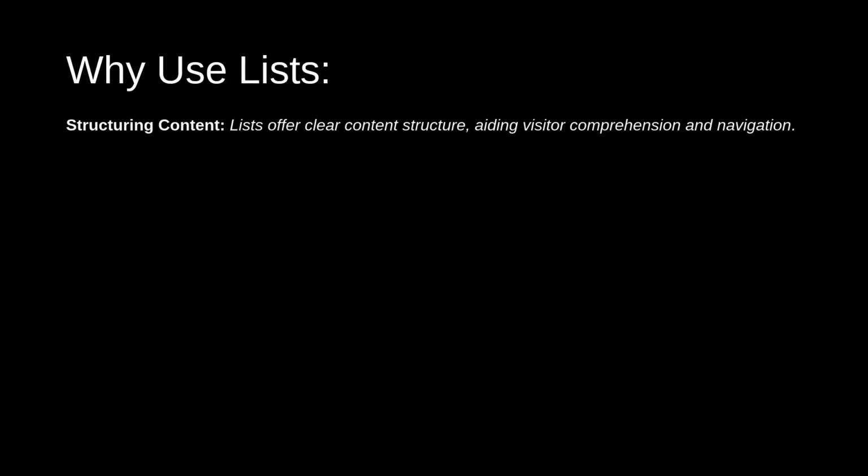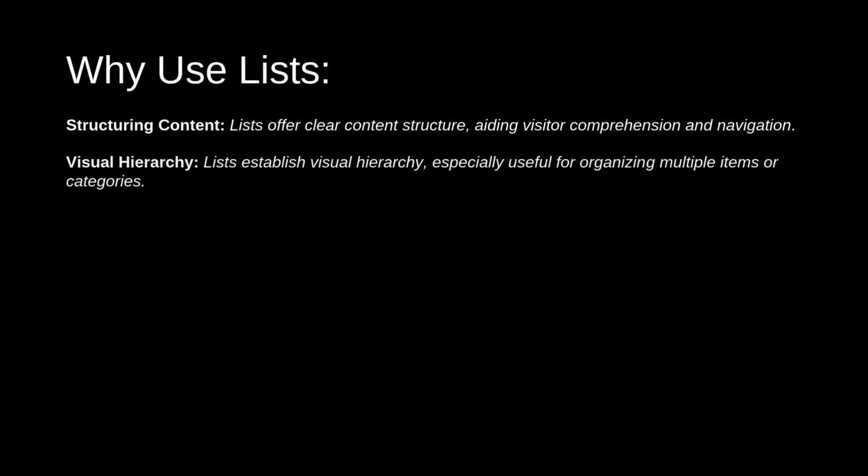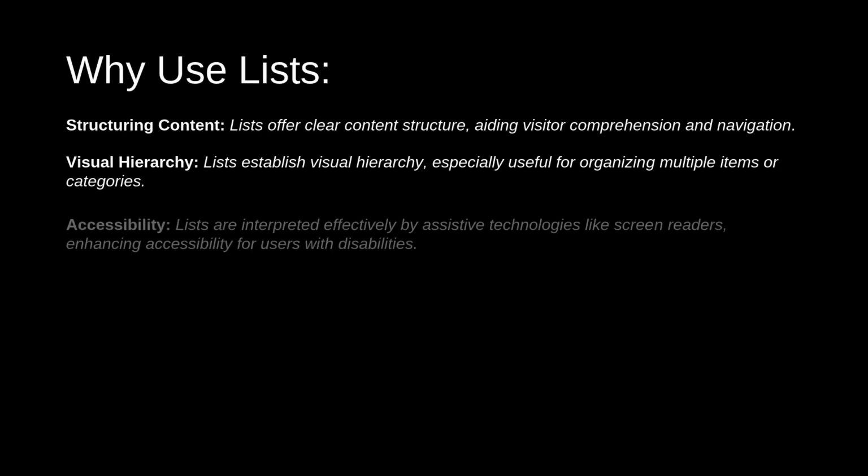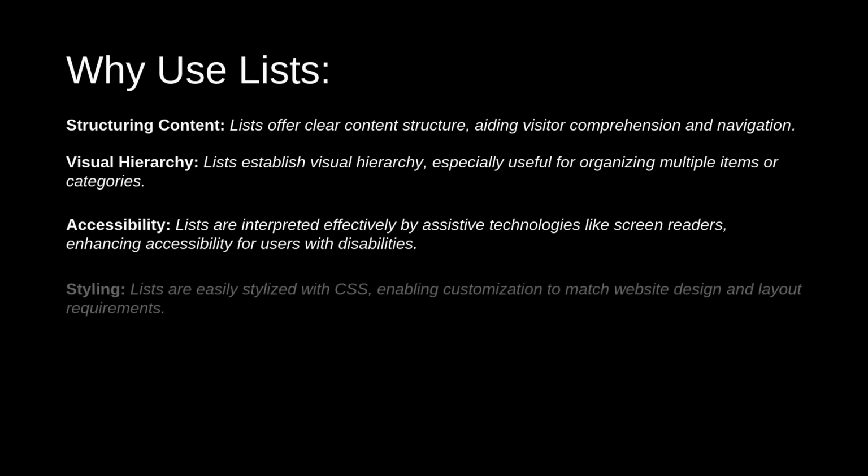Why do we use lists? Structuring content. Lists provide a clear structure to your content, making it easier for visitors to understand and navigate. Visual hierarchy. Lists help establish a visual hierarchy on the page, especially when dealing with multiple items or categories. Accessibility. Screen readers and other assistive technologies can interpret lists more effectively. Styling. Lists can be easily styled with CSS to match the design and layout requirements of your website.